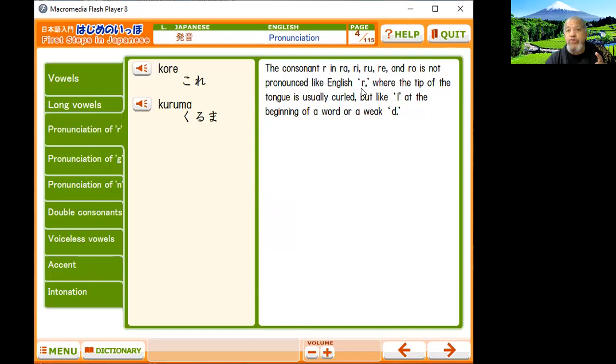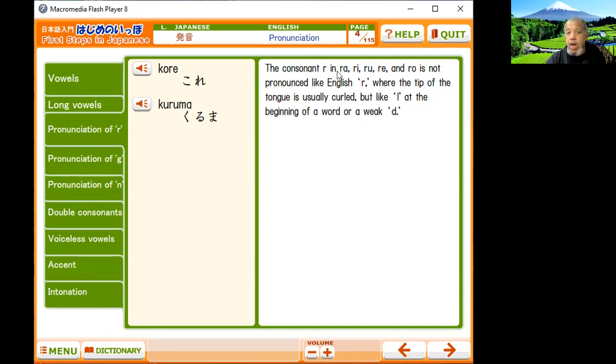Ra-ri-ru-re-ro. No. In English the tip of the tongue is usually curled, but in Japanese it's like L at the beginning of the word or a weak D. The tip of the tongue is like this. It's more like L at the beginning of the word or a weak L.